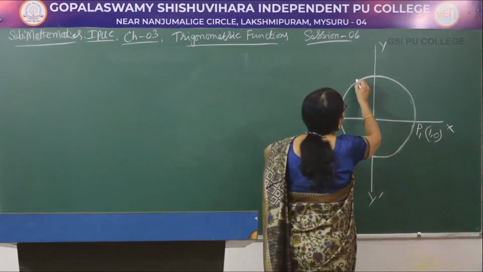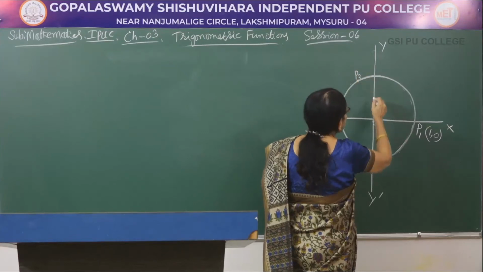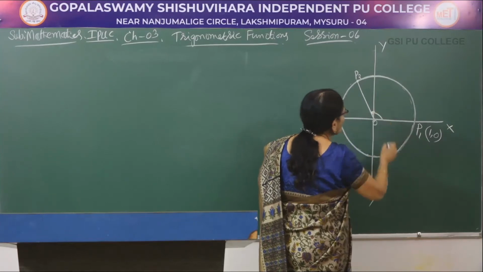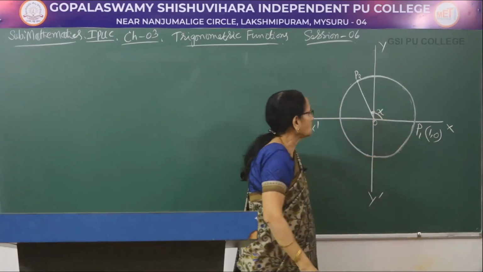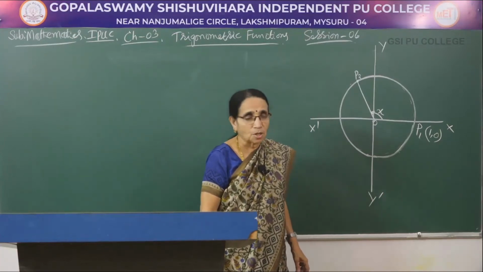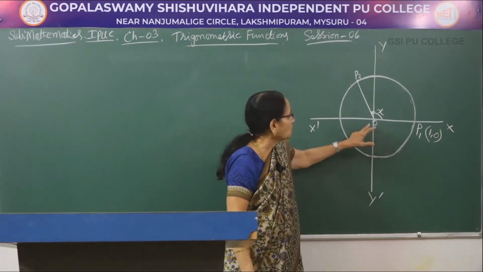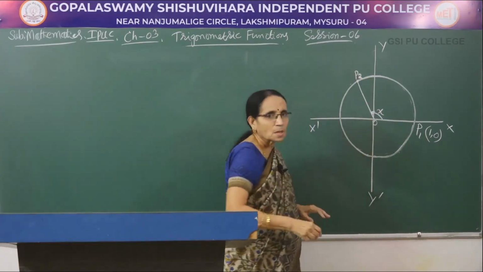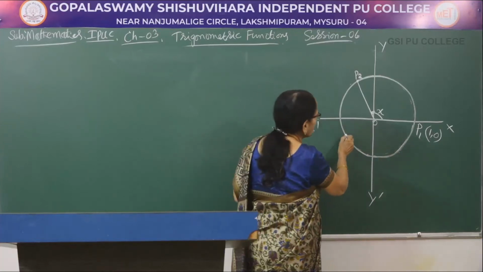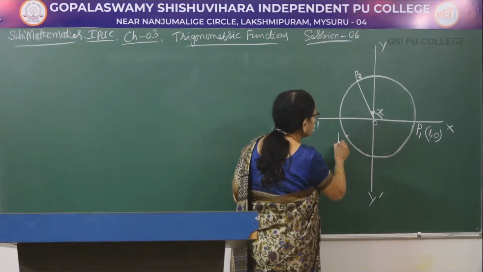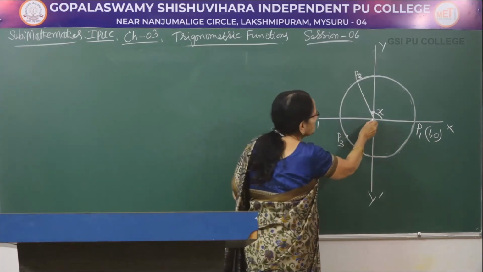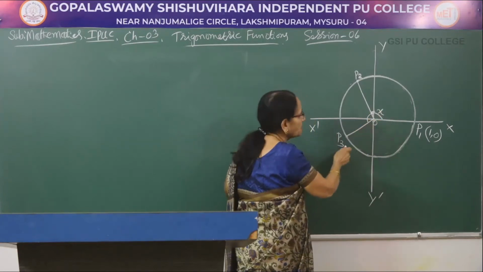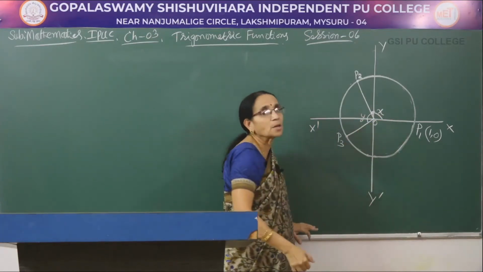Then take another point, say P2. Now, when you take this one, see that this angle is equal to x. I am taking a second point P2 such that this angle P1OP2 is equal to x. Next, take another point, say P3, such that this angle, that is P2OP3, is equal to y units.